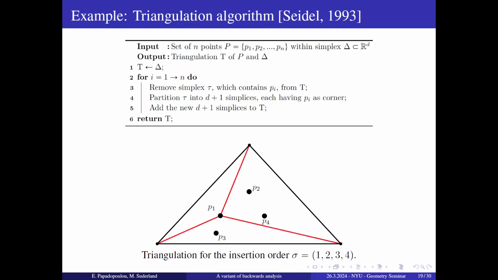Let's see how this works. In the example on the bottom, I'm showing you a triangulation for the insertion order 1, 2, 3, 4. So we process point P1 first. We check in which triangle it lies. There's only this one, obviously, in the beginning, so we triangulate this triangle. Then we go to point P2, we look in which triangle it lies, and we triangulate that area too. And like that, we keep going through the points one by one, and we derive a triangulation of the entire thing.